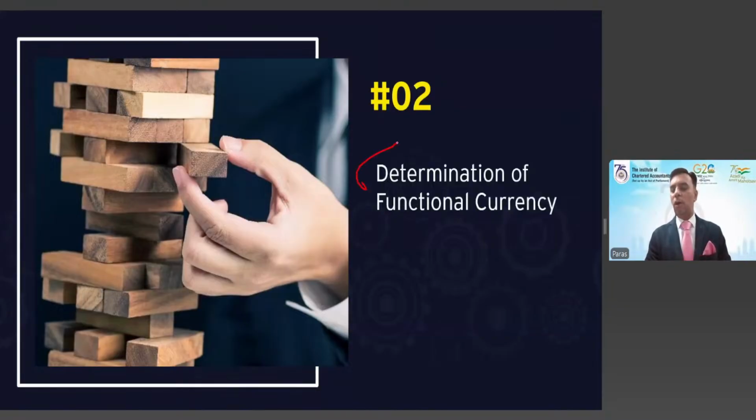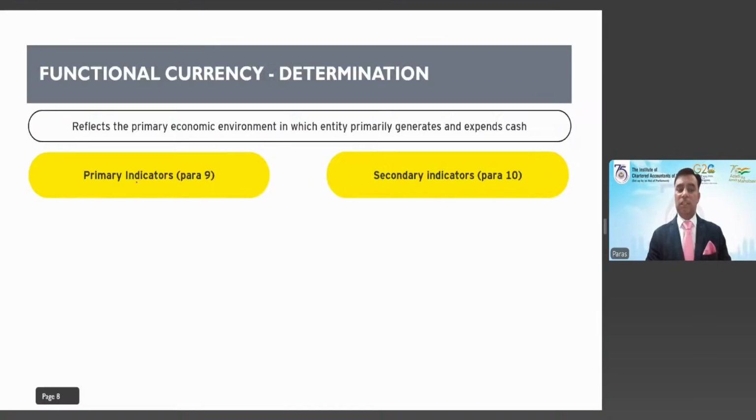So now we are going to talk about the determination of functional currency, right? Para 9 talks about the primary indicators and para 10 talks about the secondary indicators. If you are able to determine the functional currency of the entity by applying the parameters given in para 9, then there is no need to apply the provisions of para 10. But in contrast, if you are not able to determine the functional currency of the organization by applying the parameters provided in para 9, then you will have to apply the provisions of para 10, right?